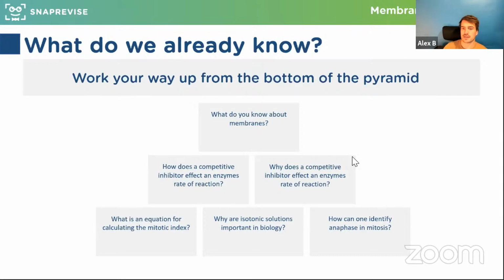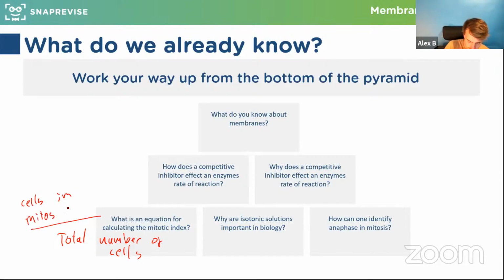Chloe, yes, very good. Nice. So the number of cells undergoing mitosis, divided by the total number of cells. And Anna also got that there, and Alexia. Nice. Oops, I've written the second part first, by accident. So the cells in mitosis, divided by the total number of cells.